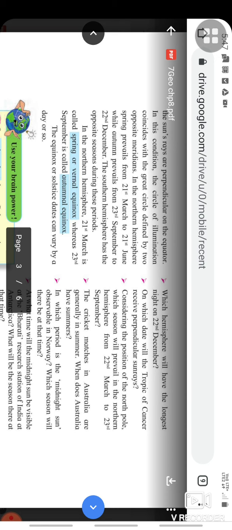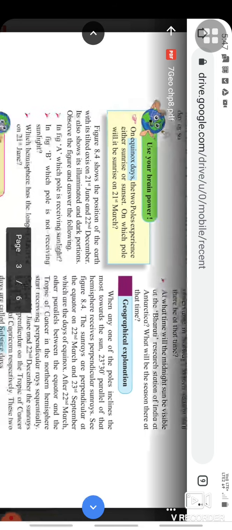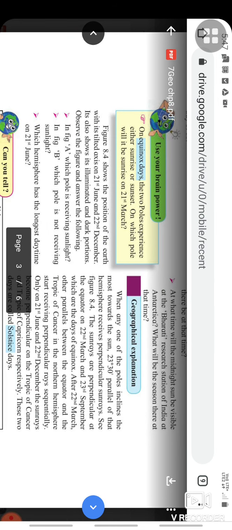In the northern hemisphere, spring prevails from 21st March to 21st June, while autumn prevails from 23rd of September to 22nd of December. The southern hemisphere has the opposite seasons during these periods. In the northern hemisphere, 21st March is called spring or vernal equinox, whereas 23rd September is called autumnal equinox. The equinox or solstice dates can vary by a day or so. Using our brain power, on equinox days, the two poles experience either sunrise or the sunset. On which pole will it be sunrise on 21st March?